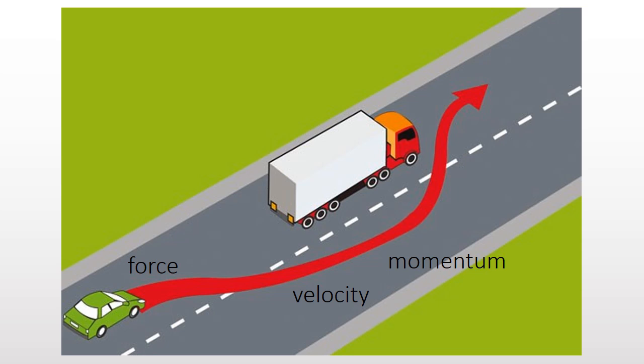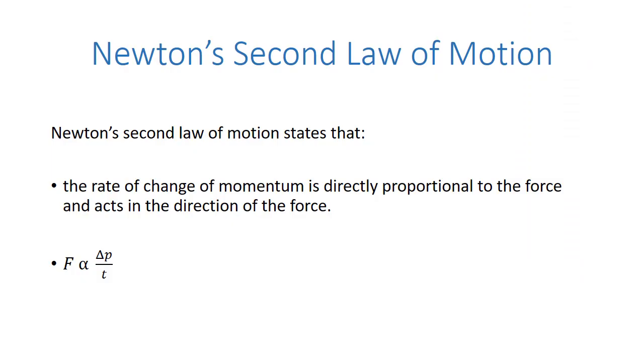Hence, we can conclude that force is directly proportional to the rate of change of momentum, and this is Newton's second law of motion. Newton's second law of motion states that the rate of change of momentum is directly proportional to the force and acts in the direction of the force. So what does it mean? It means that the rate of change of momentum is directly proportional to the force.